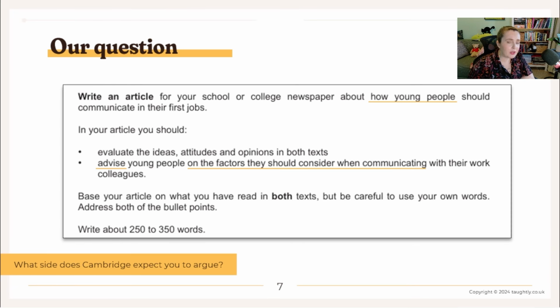Now, I'm going to give you a hint. Cambridge, if it's about young people, they want you to defend yourselves. I've read quite a lot of answers to this question where students are just like, young people are so dumb. Oh my God, how can you communicate like that? Who even uses an emoji and OMG to their boss? Boo, young people, you suck. Cambridge don't want you to do that. They are in favour of young people.